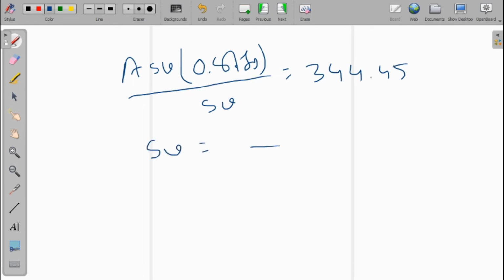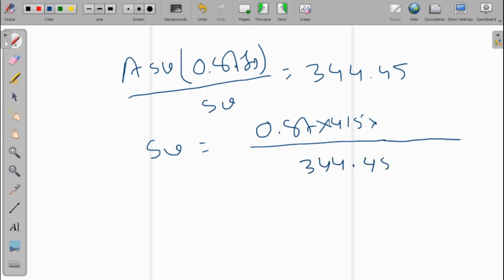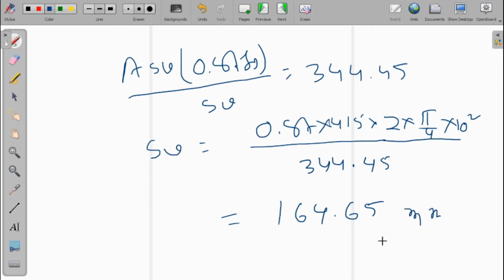What will be the Sv? If I take this side, it is Asv. Now we have to assume something. So 0.87 into 415 into Asv divided by 344.45. Let us assume that we are using 2-legged 10 mm dia bar, so 2 into pi by 4 into 10 square. We are using 2-legged 10 dia bar. So if you do this calculation, it will give you the spacing. So this value comes out 164.65 mm.